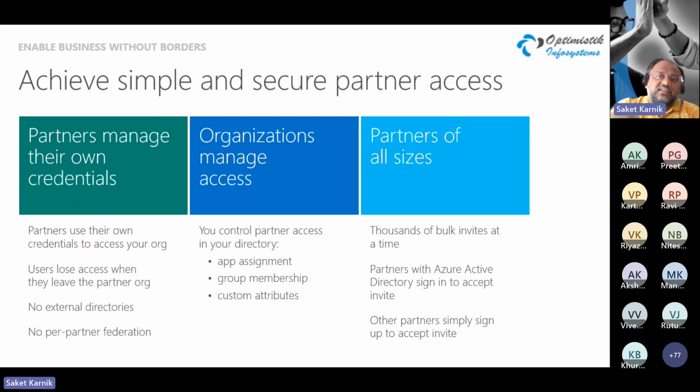So that's what the first point is. Partners manage their credentials. Access management is managed by the organization which is collaborating with the partner. Suppose that organization is me and the partner is you. And the third point is all about: it doesn't matter what size the partner is, meaning how many users are going to be there. I can send as many invites as I want at a given instance of time. I can send the invite to all the users of the partner organization as well. The number of users there might be in millions as well. I don't care, it just works. They just need to accept the invite and sign up with my organization so that they can actually work with the resources of my organization as well. Got it?